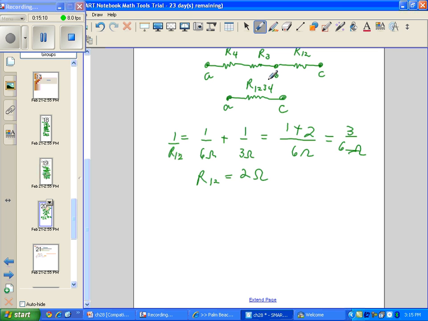Now, we can go to the next step, which is our series connection. R1234 is R4 plus R3 plus R12. In other words, 8 ohms plus 4 ohms plus 3 ohms. Excuse me, 2 ohms, what we just obtained above. And that gives us an R total, which is 14 ohms.